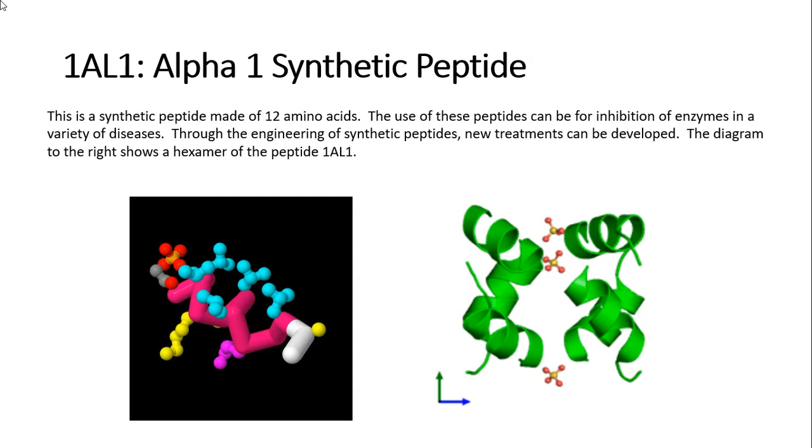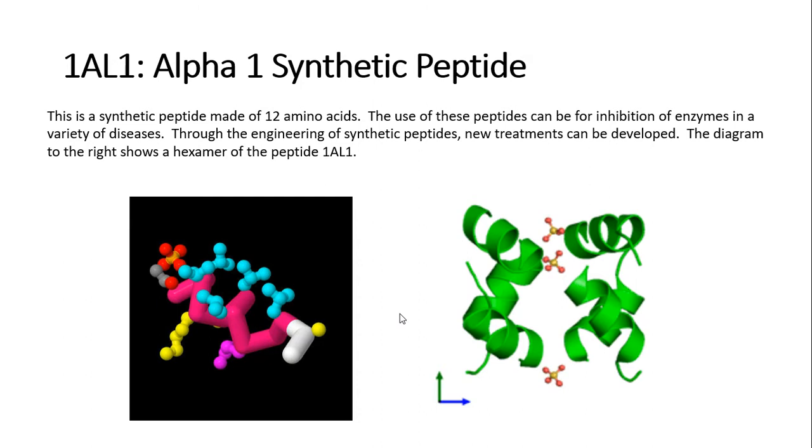You can see on the left-hand side, this is the structure that you would have produced. The use of these peptides is mainly for the inhibition of enzymes in a variety of diseases. What they've been able to do is take protein sequences, put them together, and create novel small molecules. Novel means new, and these small molecules can be utilized for the inhibition of different types of proteins. One of the things they're even looking at with COVID-19 is trying to develop molecules that can act as inhibitors for different types of enzymes within the virus and also on the outside of the virus, so they can neutralize it.